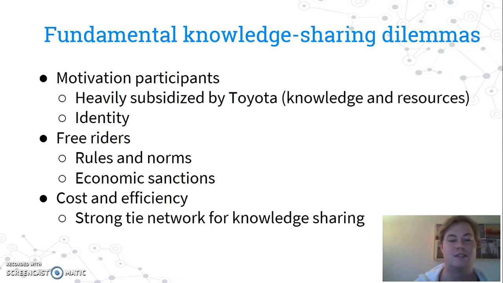example. The last one is solved by a strong tie network, which is actually the network itself, and they share their knowledge in a way which has less bureaucratic costs, for example.